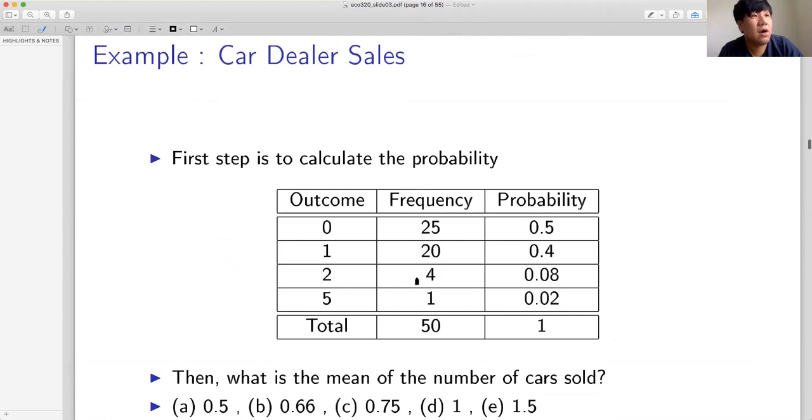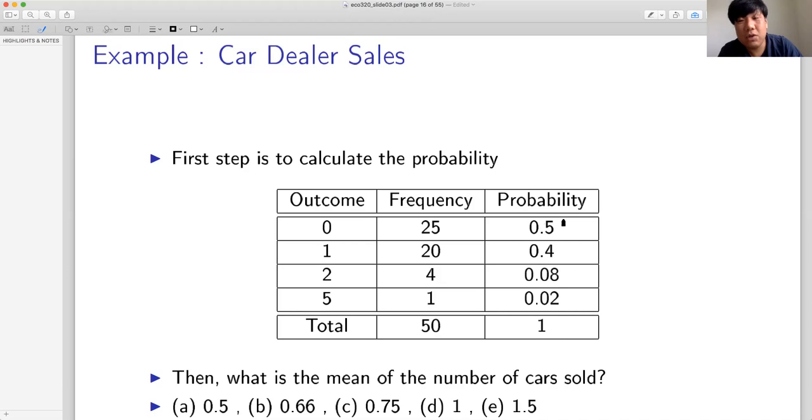So you first convert this to probability. From the first chapter, 25 over 50 is how you get the probability. It's 0.5. 20 out of 50 is 0.4 or 40%. This is how you do that.